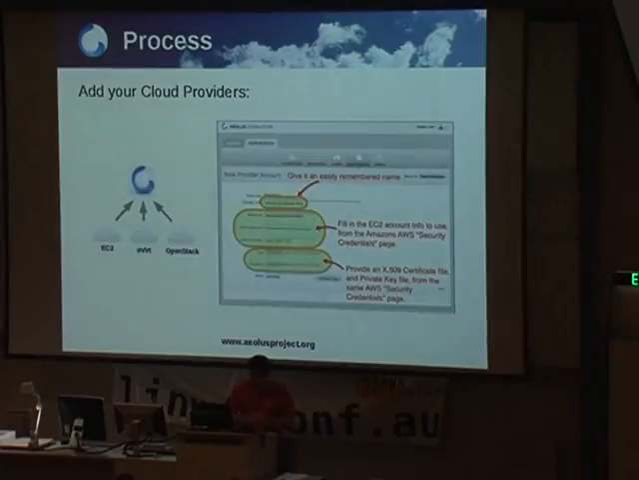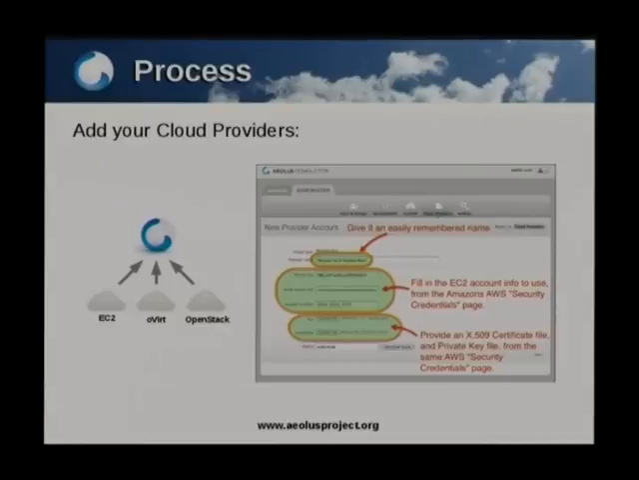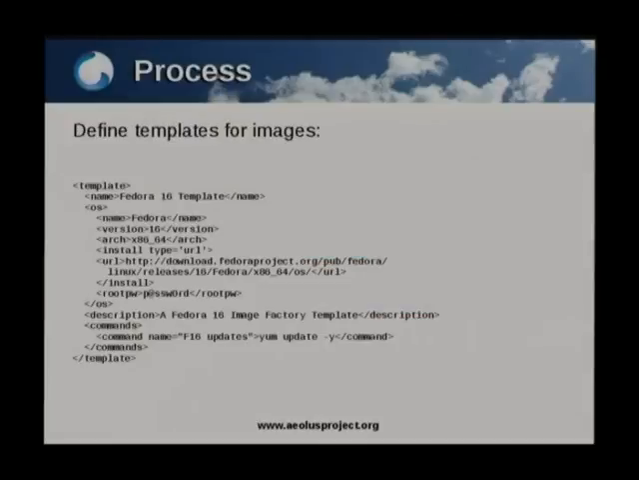So a very simple process. So step 1, you add your cloud providers. So you might have an EC2 provider, you might have an oVirt setup, you might have an OpenStack setup. And it's just a matter of entering access details to Aeolus there.